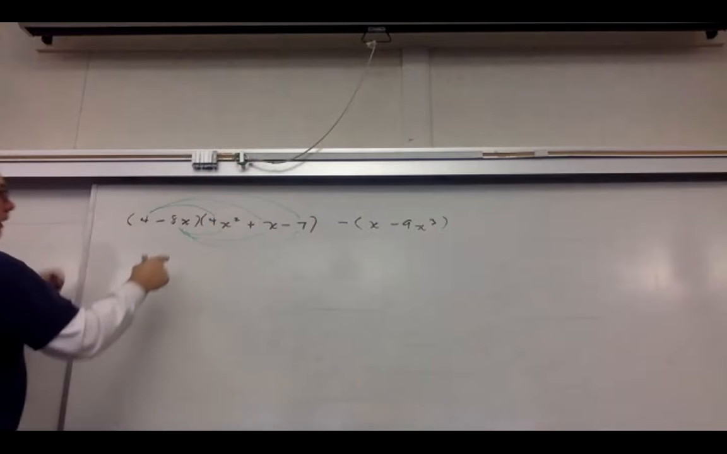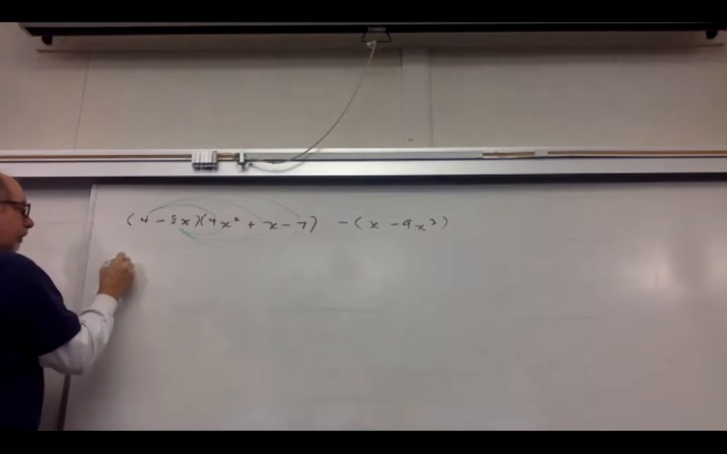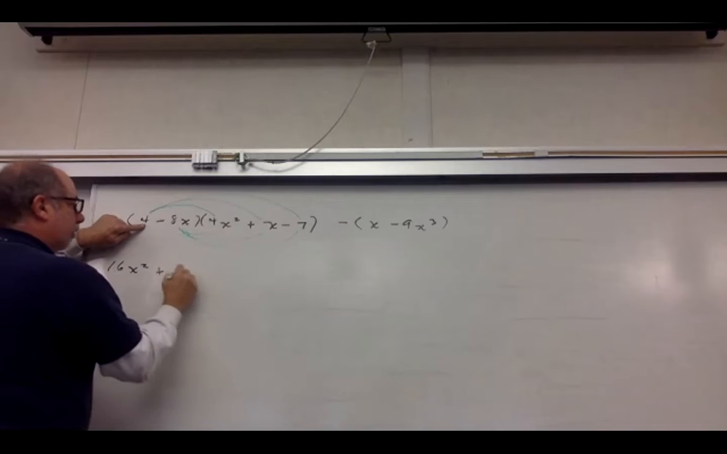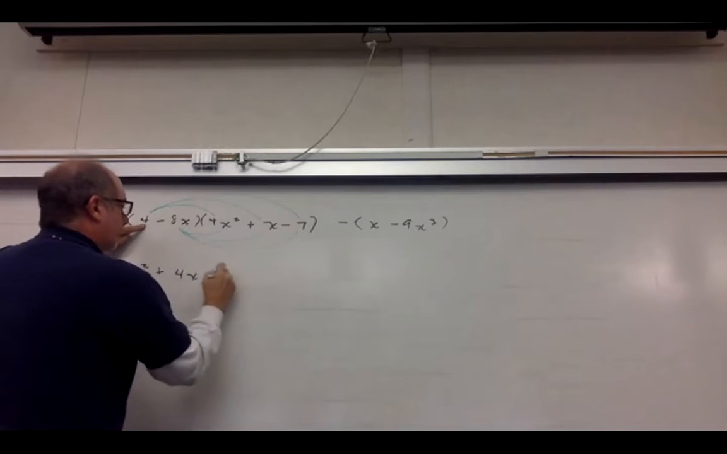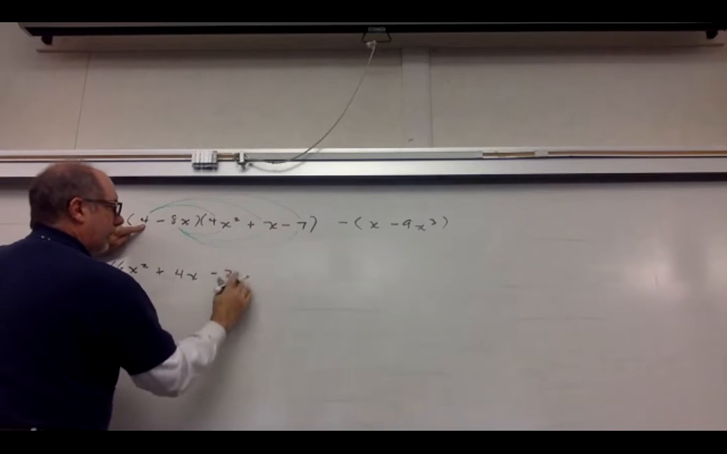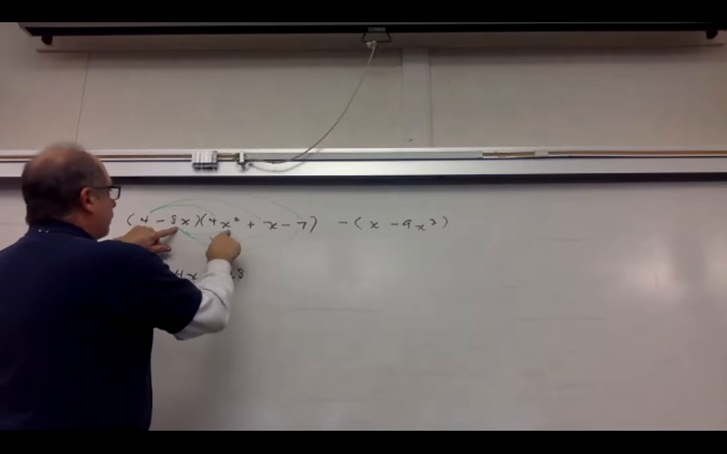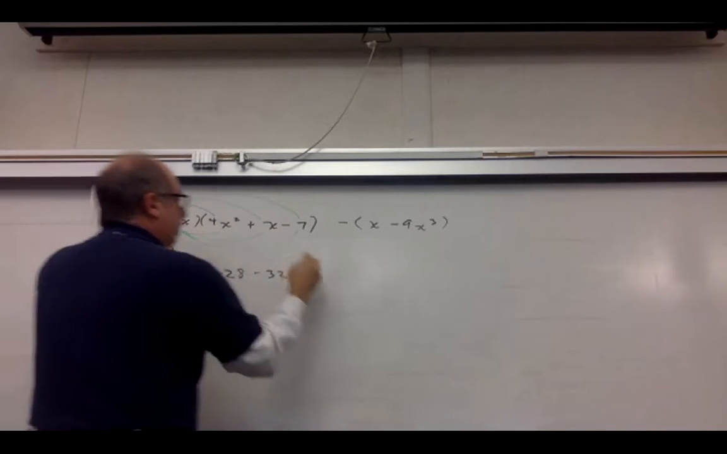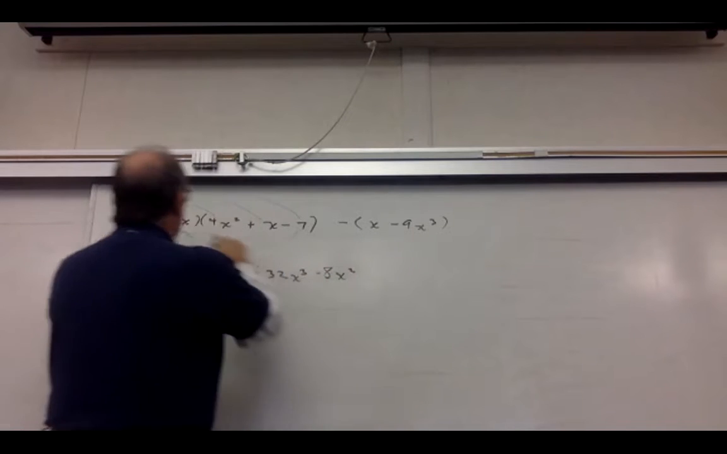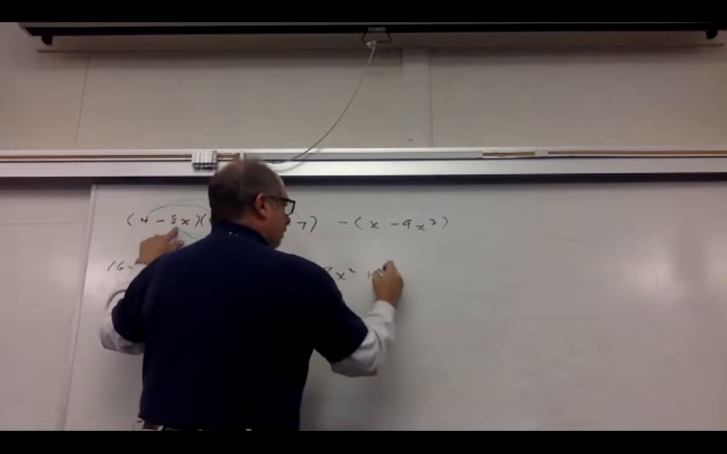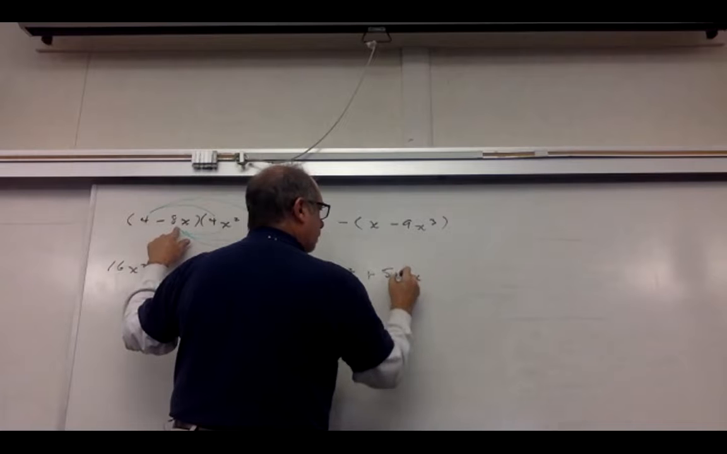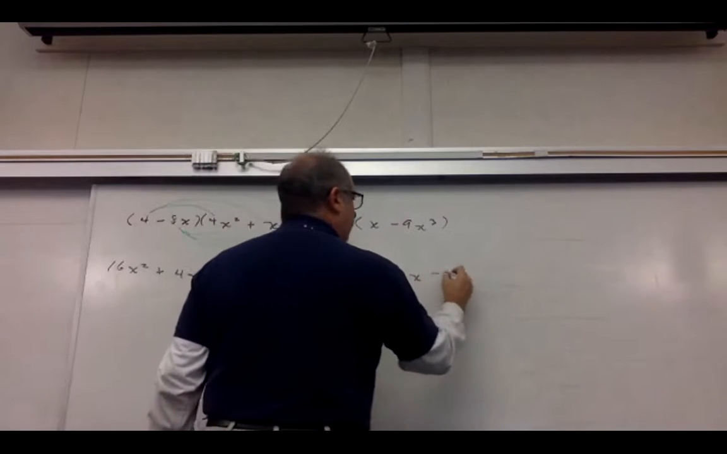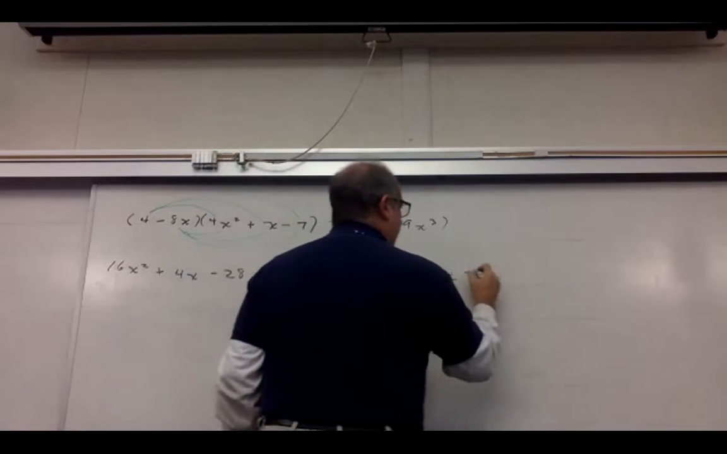Okay, when I do that, I get 4 times, so I get 16x squared. That's the first one. Okay, plus 4x minus 28, minus 8x, negative 32x to the third, minus 8x squared, plus 56x. Okay, that's that all multiplied. And then I'm going to carry the -1 through there, so negative x plus 9x cubed.